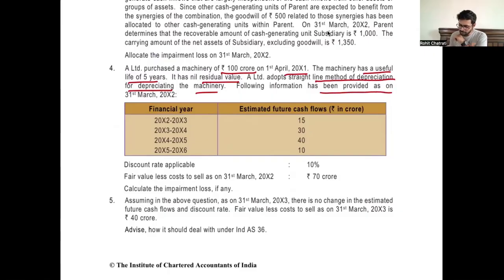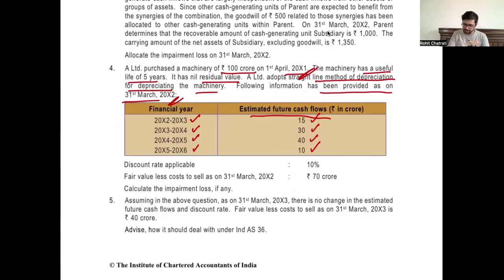Following information has been provided on 31st of March 2012. All right, I purchased the machinery on 1st April 2011. 1 year later, on 31st of March 2012, I've got the following information. These are the estimated future cash flows. They've given the estimated future cash flows in crores. 2012-13, 13-14, 14-15, and 15-16. I am expecting cash flows of 15 crores, 30 crores, 40 crores, and 10 crores.